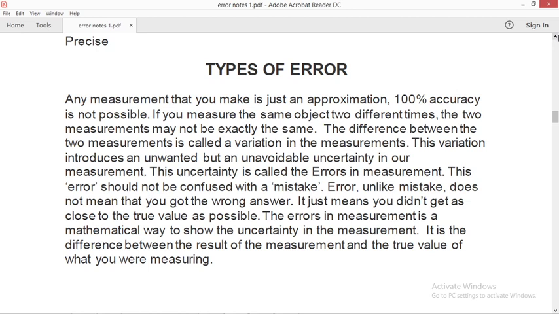This error should not be confused with a mistake. This is a very common mistake that everybody makes. Error and mistake are not the same. Error, unlike a mistake, does not mean that you got the wrong answer. It just means that you did not get as close to the true value as possible. The error in measurement is a mathematical way to show the uncertainty in the measurement. It is the difference between the result of the measurement and the true value of what you were measuring.